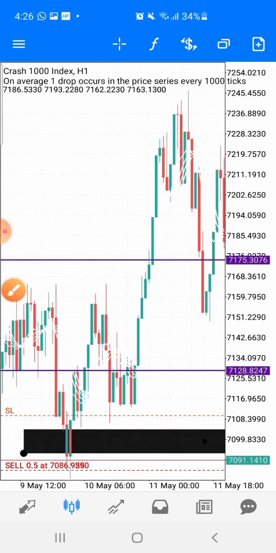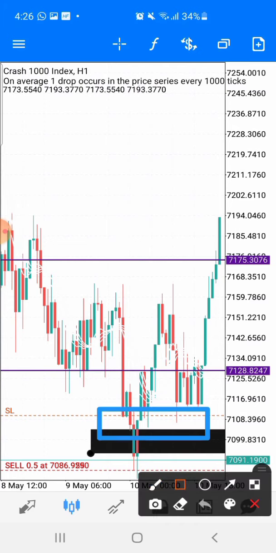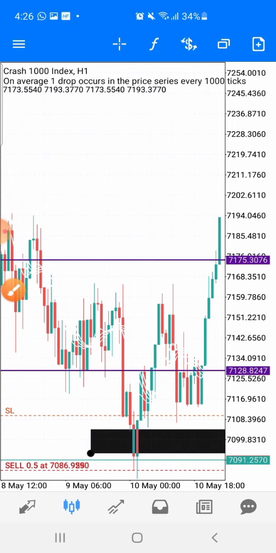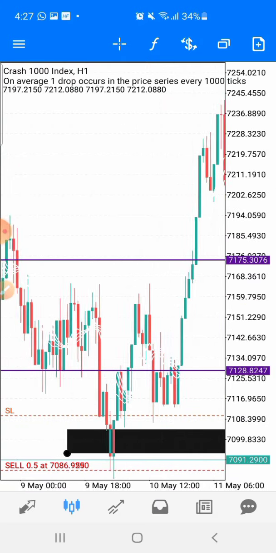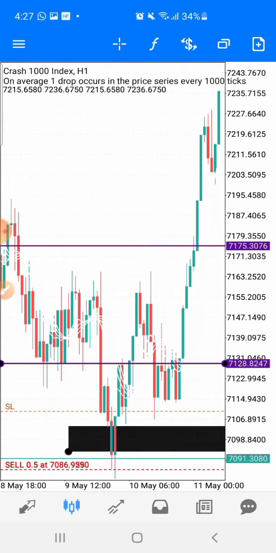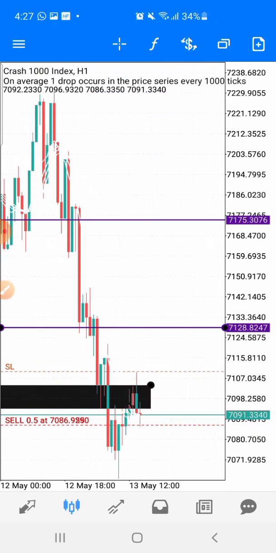You can see here that the same line is serving as support. In this area, the price found it difficult to break downside, to break that same demand level, that support level. That is how simple this strategy is. This particular area rejected the price for a very long time. Then the price broke that level and came back to retest it.